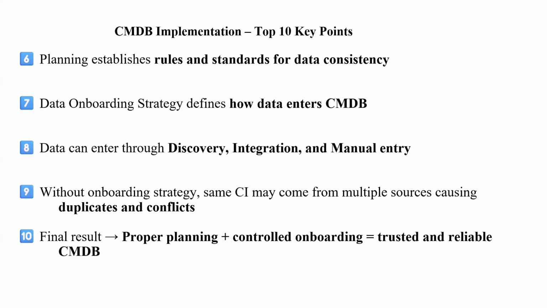Next one, establish rules and standards. It defines consistent rules for how data should be entered. For example, different naming styles like server India 1 or India server 1 create confusion. Both concepts are the same, but the names are different, and it will create confusion. So a standard name format avoids this issue. A naming convention is also very important for this. And consistency improves reporting and usability.